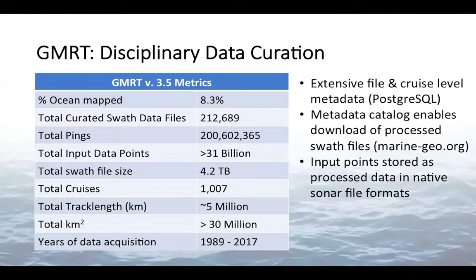So just some numbers on where we're at with this. Again, this compilation has been going on since the early 90s. Just from the swath data that we curate, we have an estimated 8.3% of the ocean covered, so a really small amount of the ocean. That's from over 200,000 swath data files, 200 million pings, over 31 billion points. I won't read you all the numbers, but this is from over 1,000 cruises. We try to add about 2 million square kilometers of data a year.